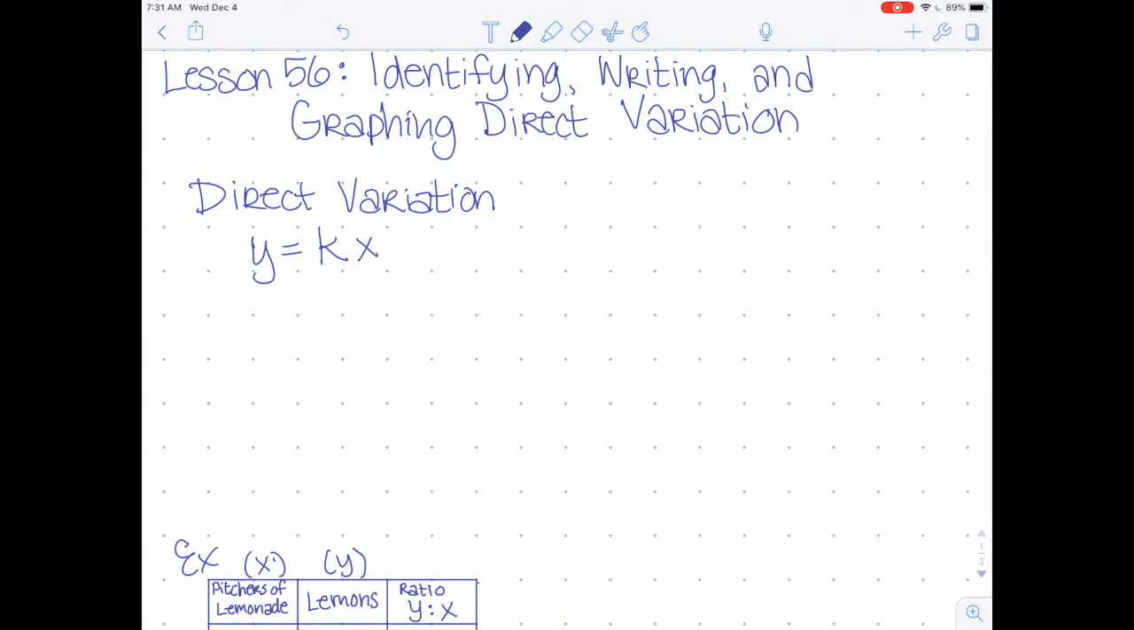Now, k is a constant called the constant of variation. And you might have talked about this in science before, but being a constant means that number does not change. It is always going to be the same number every time. The only thing that changes is what we put in for x, and then what the answer comes out as for y. Okay, so a direct variation has to look like y equals some number times x.